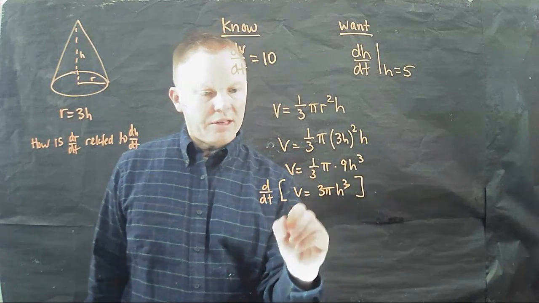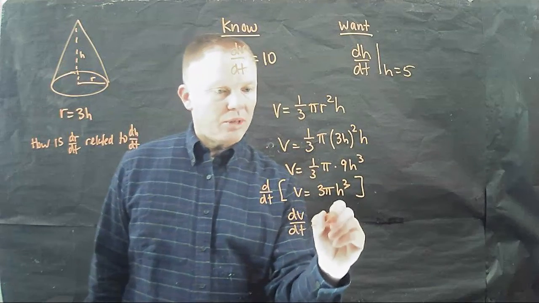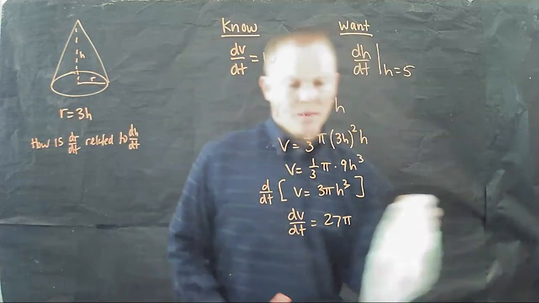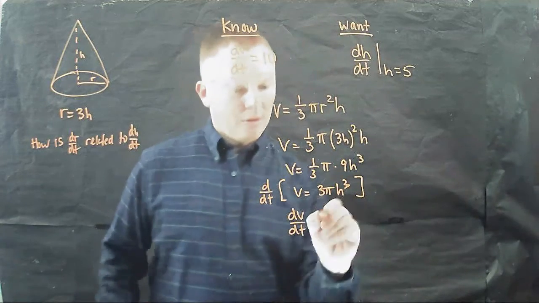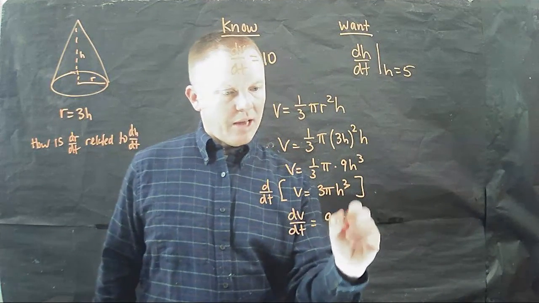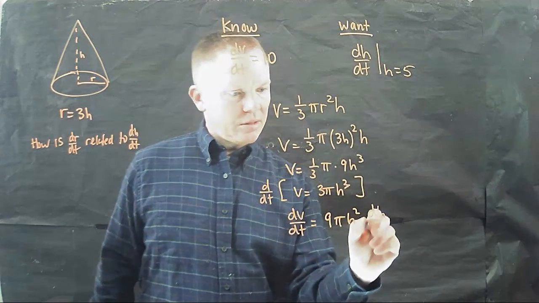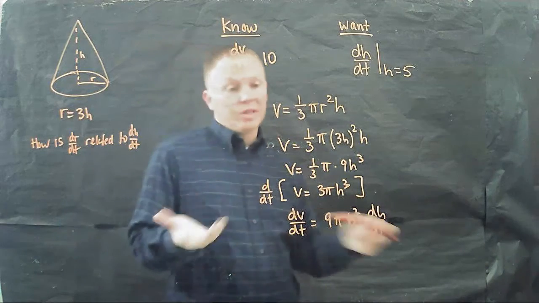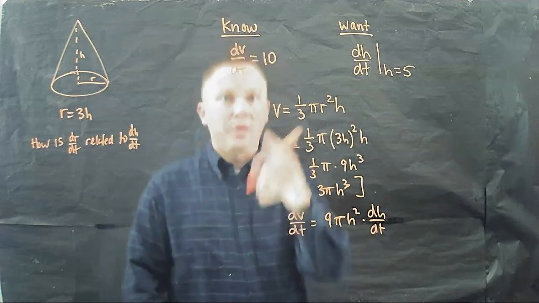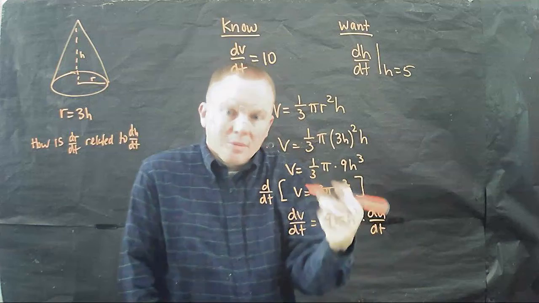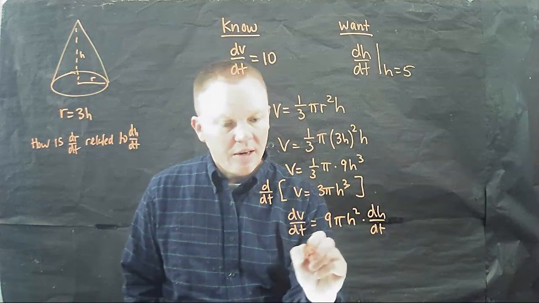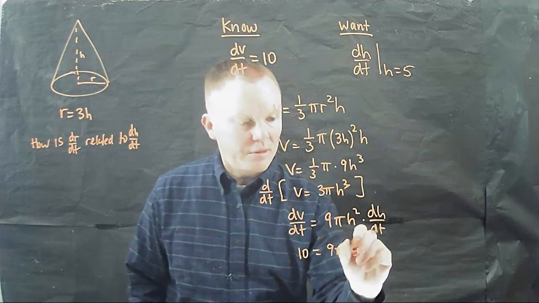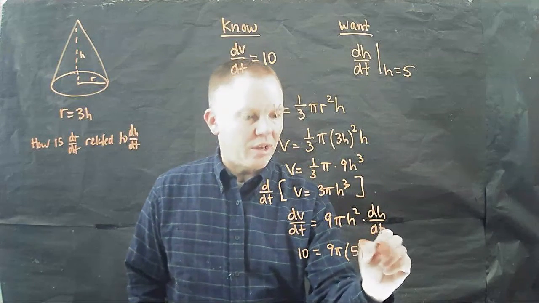So I have dV/dt equals 27. Wait, 3 times 3 is 9, not 27. Nine pi h squared times dh/dt. Okay? And now I'm just going to plug in the things that I know. So I know the dV/dt, and this time I'm going to substitute then solve. So dV/dt is 10 equals 9 pi times h squared. I want to know this when h was 5. And then dh/dt is the thing I'm solving for.